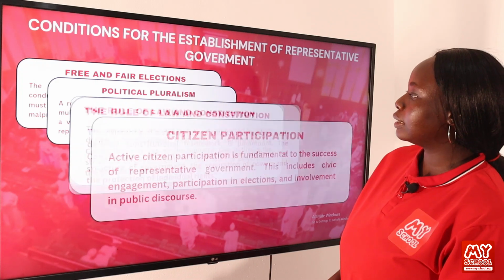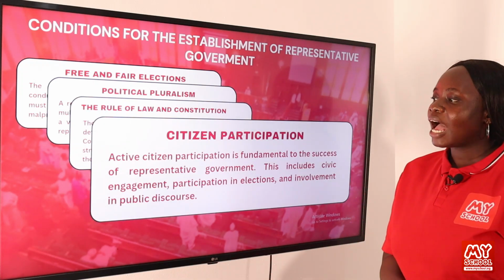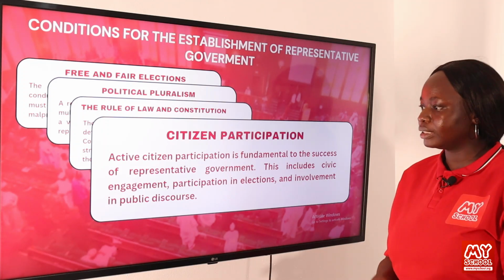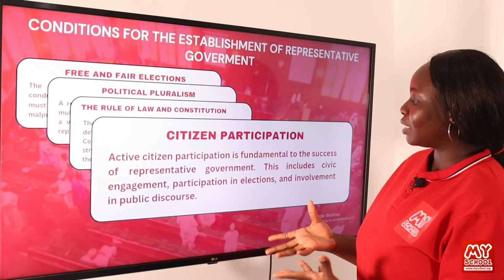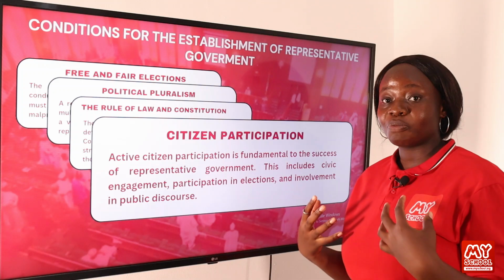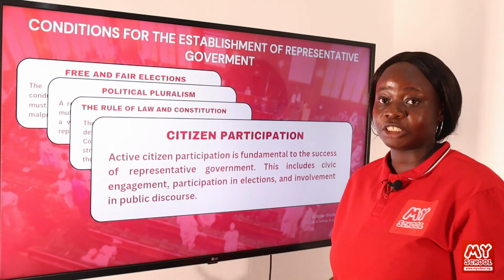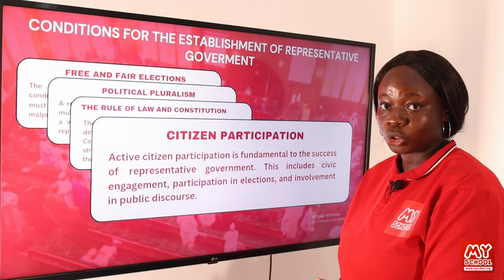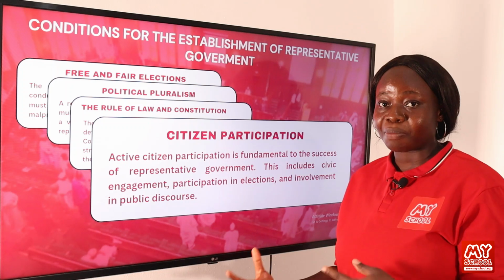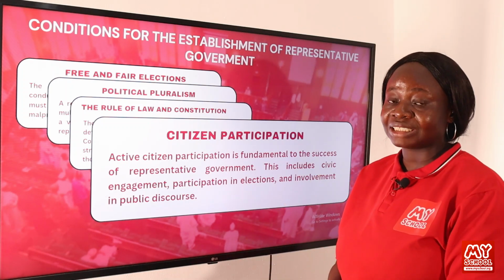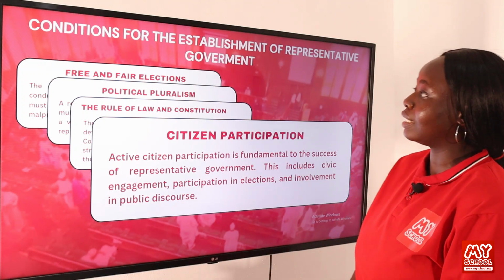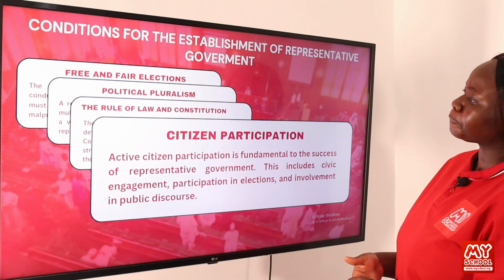And another condition is citizen participation. Active citizen participation is fundamental to the success of a representative government. This includes civic engagement, participation in election, and involvement in public discourse. So in order for representative government to actually work, the citizens have to participate in the process of election of these representatives. They should also participate in political discourses. That means they should discuss various issues that are plaguing the society, so that their interests, their opinions about these issues are adequately represented. Now let's move on to another condition.